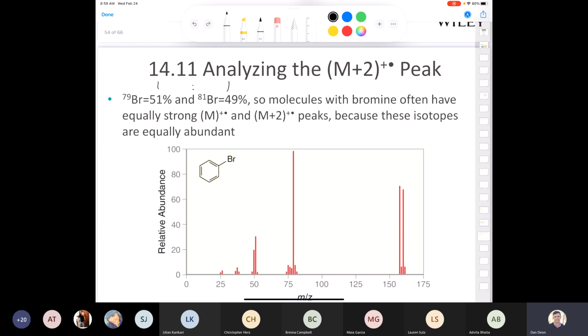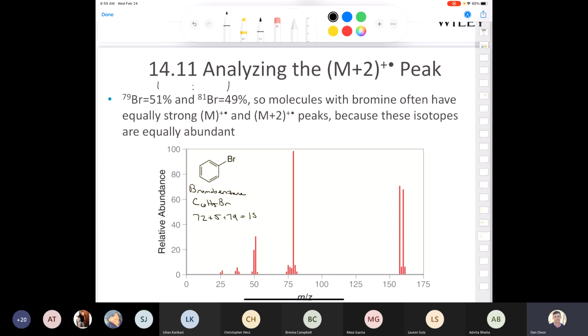If you calculate the mass of this molecule, this is bromobenzene. It's got C6H5Br. Okay, so we've got 6 carbons. So we've got 72 plus 5 plus 79.